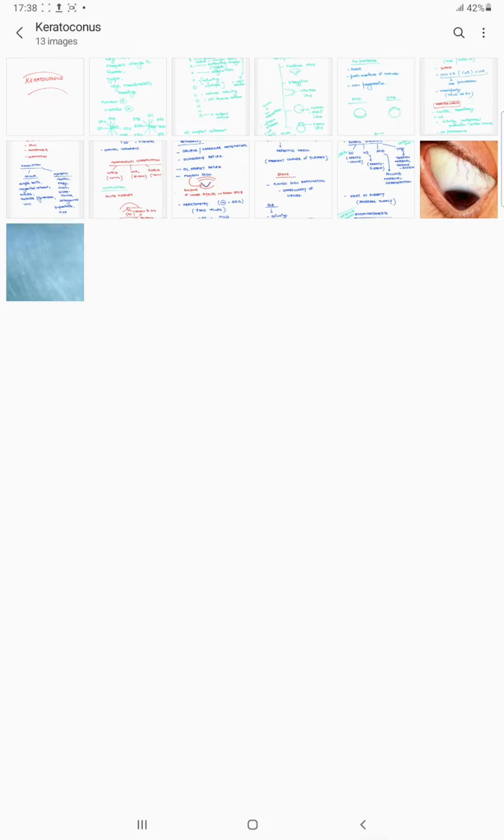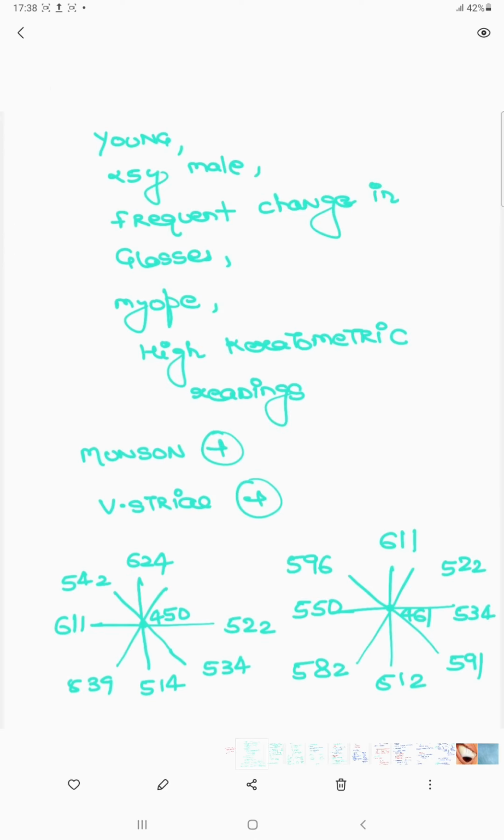When we did the 9-point pachymetry, basically the topographic machines are not available at our institute, so we did the pachymetry of the patient to see the corneal thickness at various points on the cornea. The 9-point pachymetry is usually done in cases of keratoconus, and these are the 9 points which we have seen. In the central corneal thickness, you are seeing that it is 450, 461, so it is comparatively thin. So we are suspecting it to be a case of keratoconus.